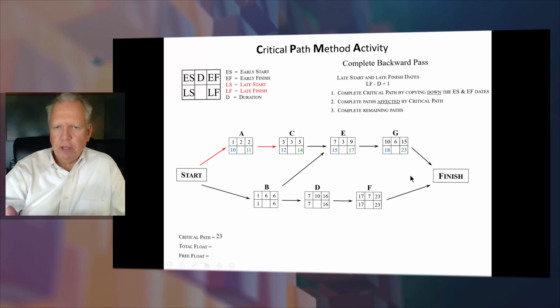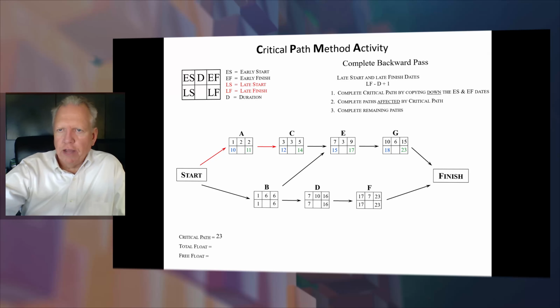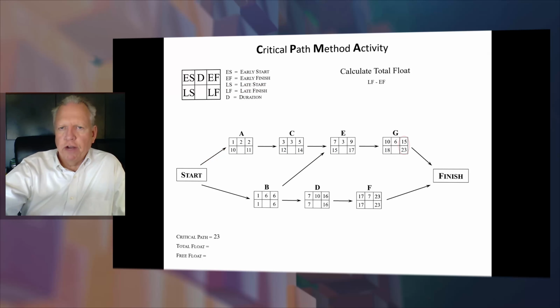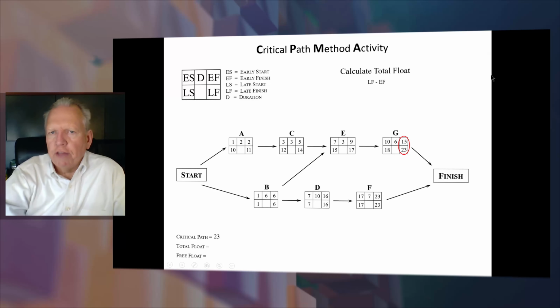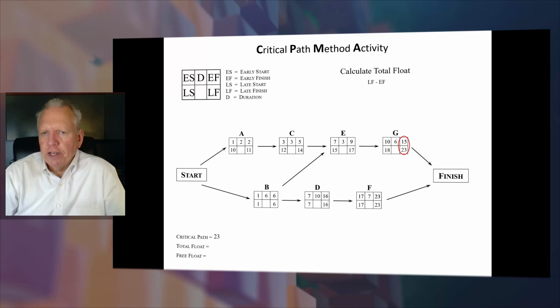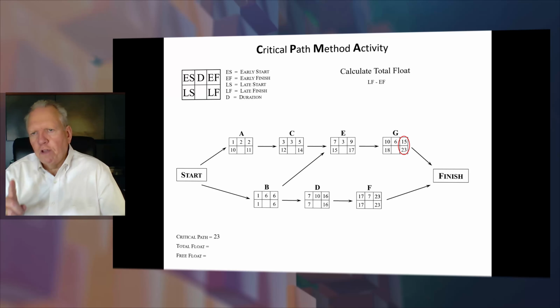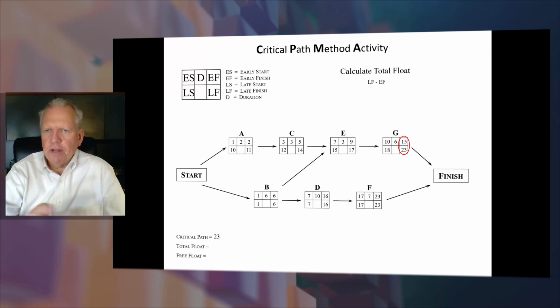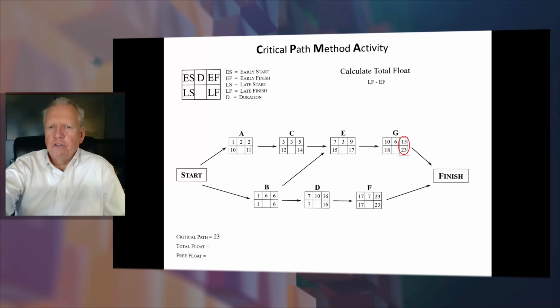Okay, so the next piece, we're going to do some more of these, so don't worry about it. Now we're going to figure out the total float. Total float is easier than free float, I think. Total float is nothing more than a calculation. It's late finish minus early finish. Total float is not total float for the entire project. It's total float for nothing more than just the activity. So it's late finish minus the early finish. So I do total float just for G.